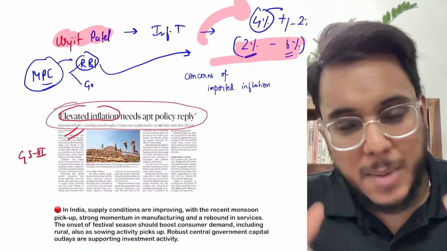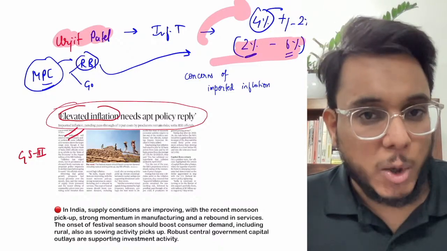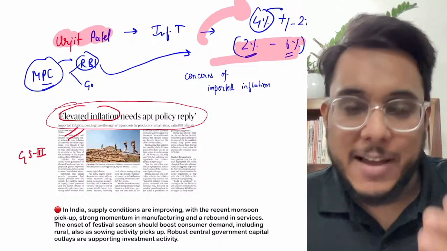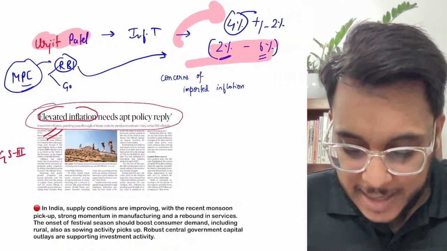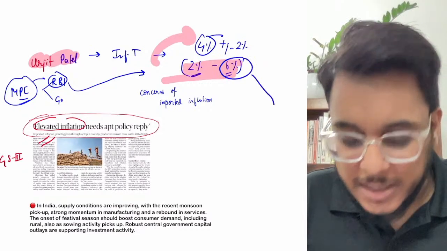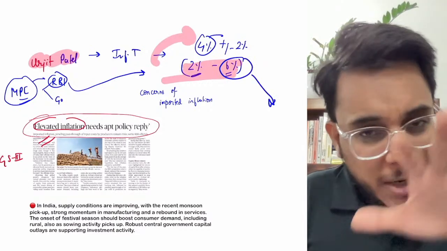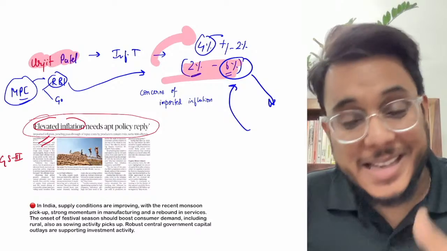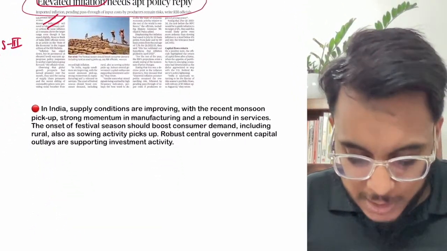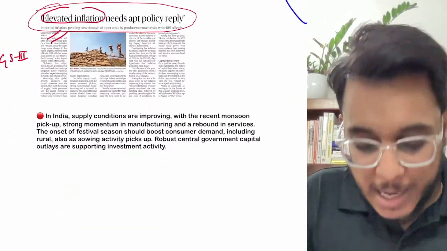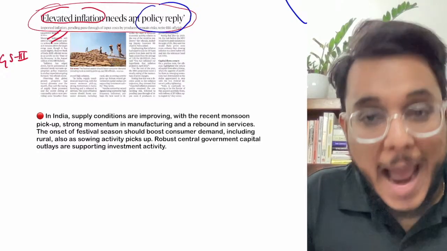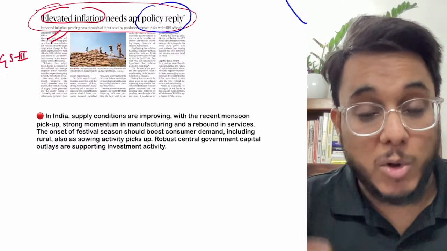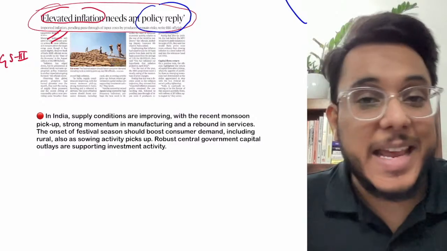So the Monetary Policy Committee keeps inflation in control. But guys, in this particular year, we have seen that inflation has stayed above the 6% range. Though it has reduced a little bit, it is still higher than that range. So the RBI has said that we need to come out with an apt policy, one by which we can tame inflation.